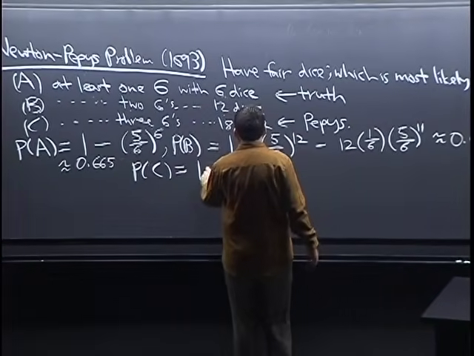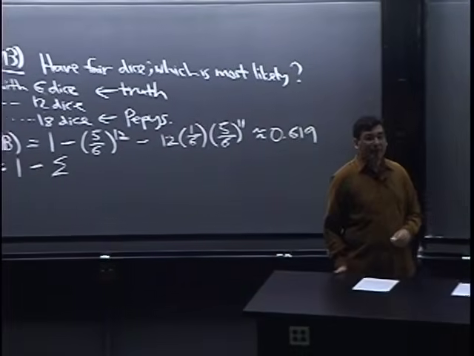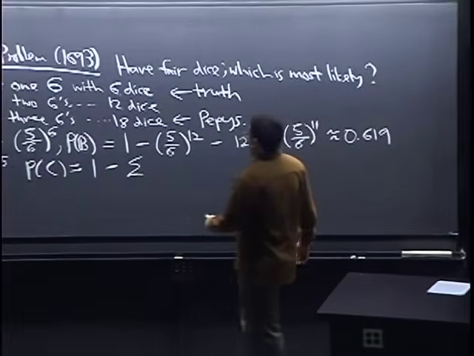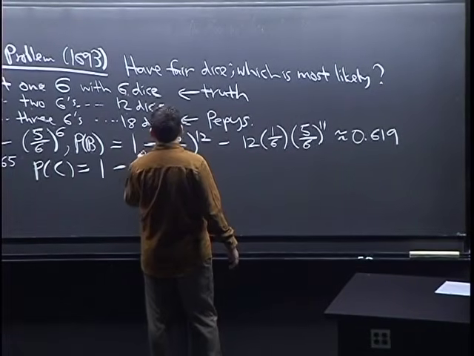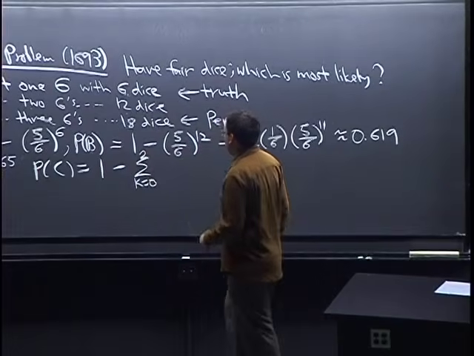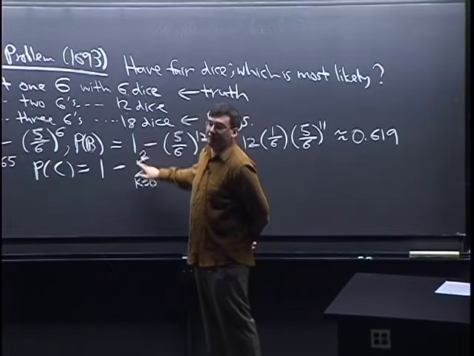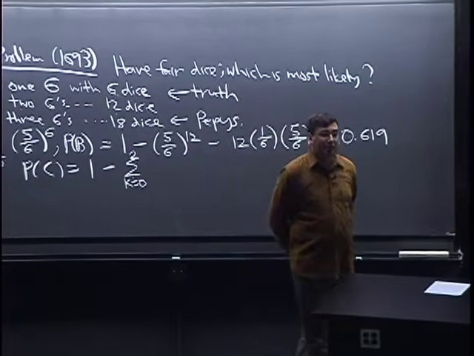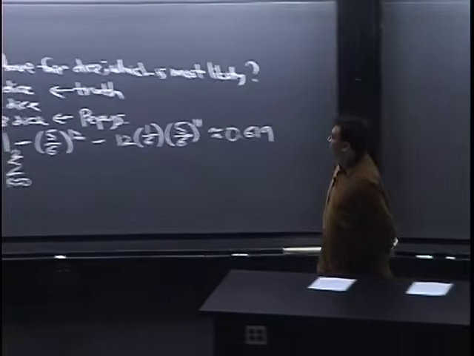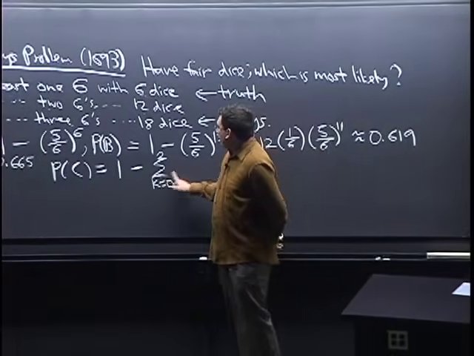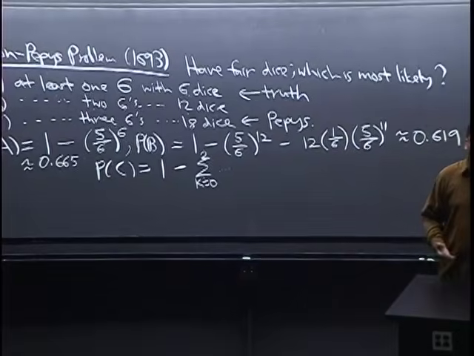Again, I'm going to do 1 minus. And this time, just to save some writing, I'm going to write this as a sum. So I'm going to subtract off the possibilities where there are 0, exactly 1, or exactly 2 sixes, okay? So we're just going to subtract off those cases. So now here I want to know if I have 18 dice, what's the probability that exactly k of them are sixes?